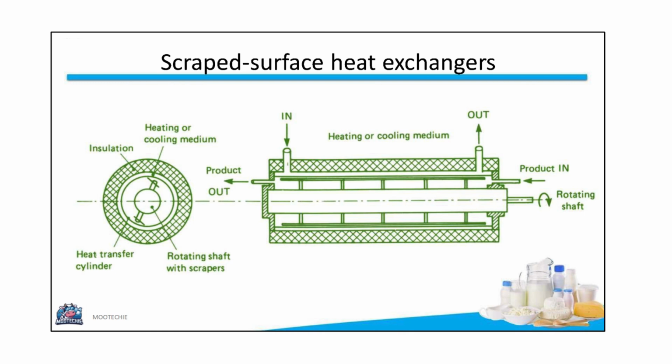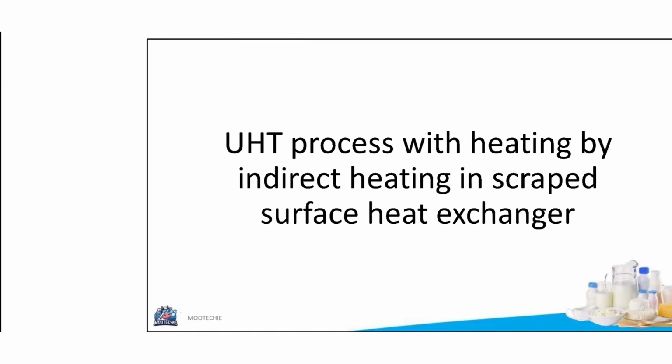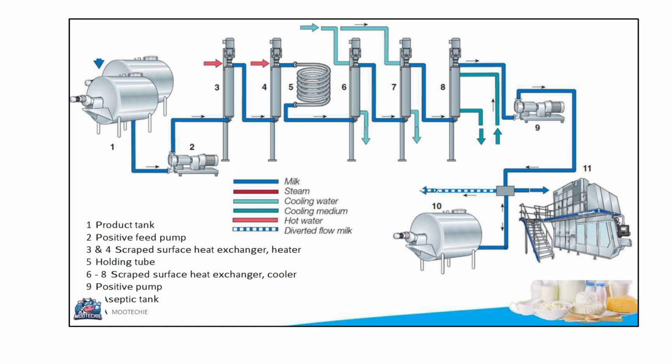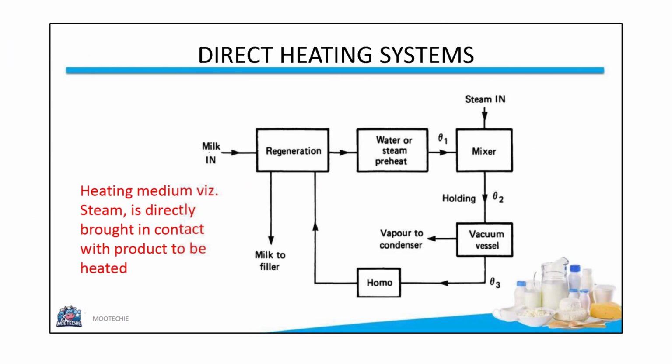Another diagram illustrates how the product flows in, and the rotating shaft with scrapers moves it through, while the heating or cooling medium flows around the jacketed cylinder in modules. A UHT process using a scraped surface heat exchanger includes a product tank, a positive feed pump, scraped surface heat exchangers for heating, a holding tube, more scraped surface units for cooling, and another positive pump. The system uses steam, cooling water, and has a diverted flow line. Now let's turn to direct heating systems.